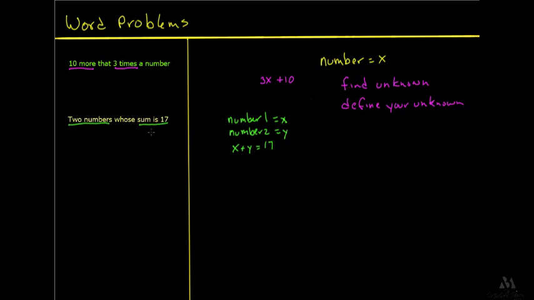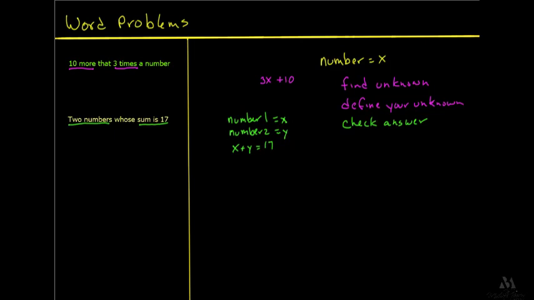So what did we do? We found our unknown. We've got some word in there that says two numbers. We don't know what those are. We defined our unknown. We said number 1 was x and number 2 was y. And then we begin to create our equation in this case. And then we're going to go back and check. So let's see if this makes sense. x and y are two numbers whose sum equals 17. So I would say, yeah, we're probably good on that one.